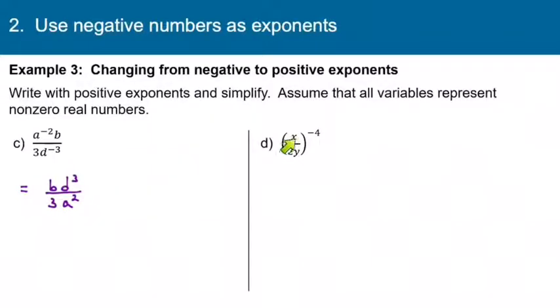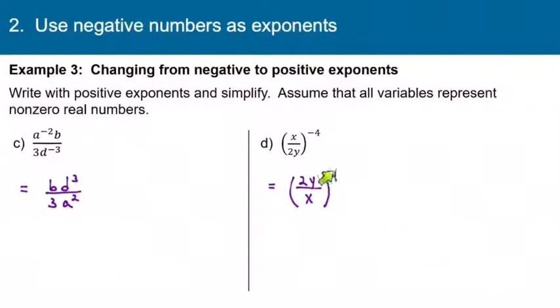Now on part D, we have x over 2y, all in parentheses, raised to the negative 4th power. So we have that negative to positive rule that says if we want to eliminate this negative on our outside exponent, we can just write the inside in reciprocal form. So I'm going to write this as 2y over x, and that will make this outside exponent positive.